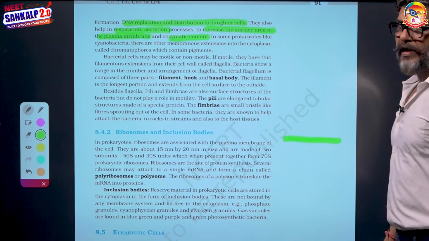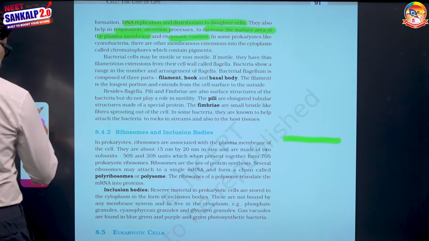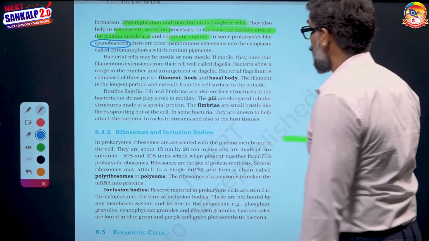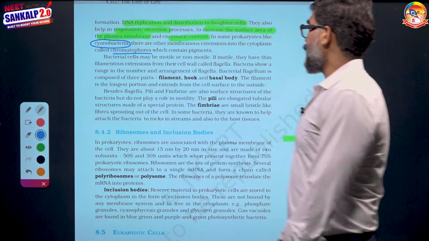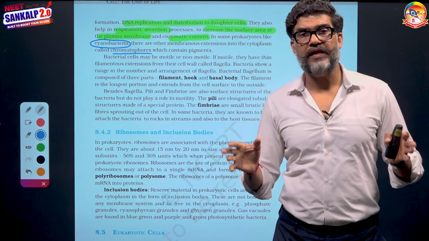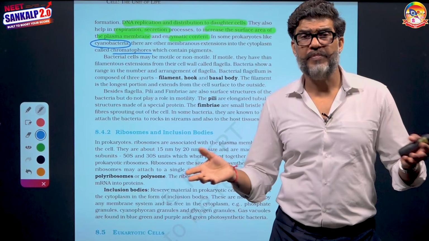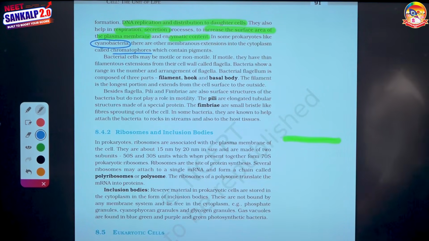In some prokaryotes like cyanobacteria, keep this word in memory, we are talking about cyanobacteria, there are other membrane bounded extensions present in the cytoplasm that we call chromatophores, which contain pigments. Means chromatophore is a pigment containing structure and they are present only in cyanobacteria, means they are equivalent to the chloroplast. Bacterial cells may be motile or non-motile.